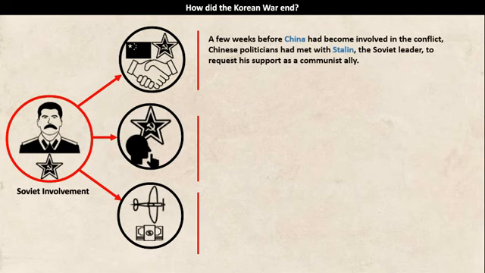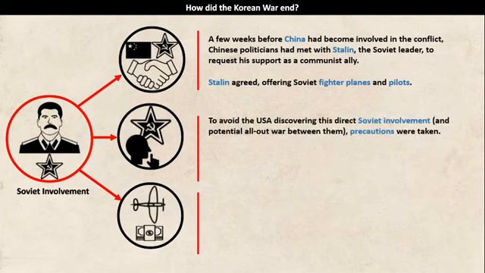So, a few weeks before China had become involved in the conflict, Chinese politicians had met with Stalin, the Soviet leader, to request his support as a communist ally and Cold War superpower. Stalin agreed and offered Soviet fighter planes and pilots, so long as they stayed in Chinese airspace and along China's border with North Korea.